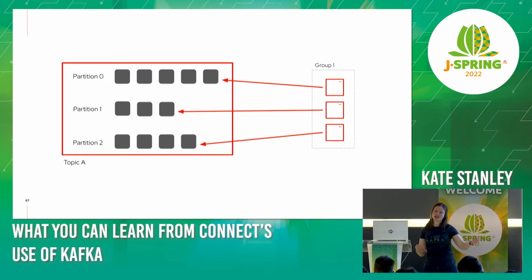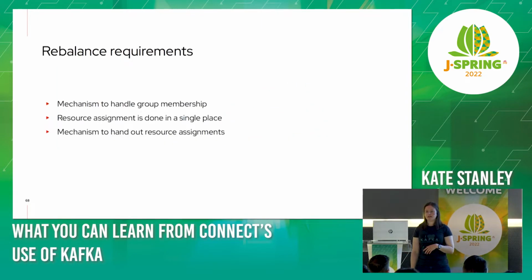And both for Connect and for consumer groups, we have this grouping of similar clients. So you can run lots of different Connect clusters that all talk to the same Kafka and just have them work between them. Similarly, you can have multiple different consumer groups all connected to the same Kafka. And Kafka solved this using rebalancing. They decided to come up with a mechanism that would work across both different use cases, and that's what we're going to look at now.